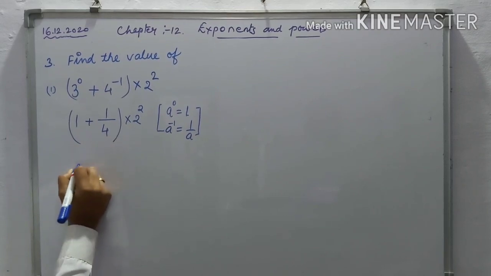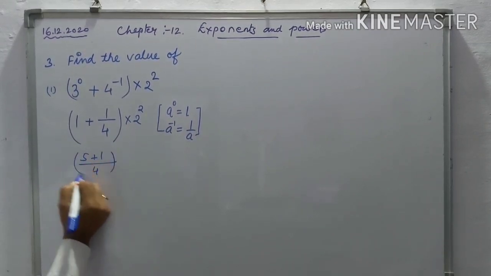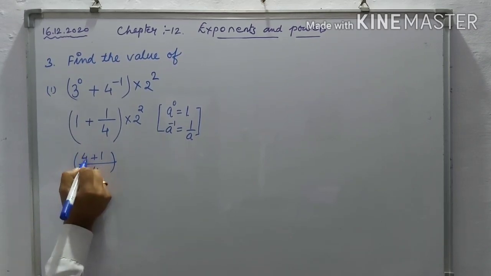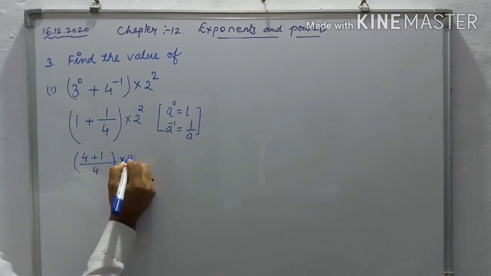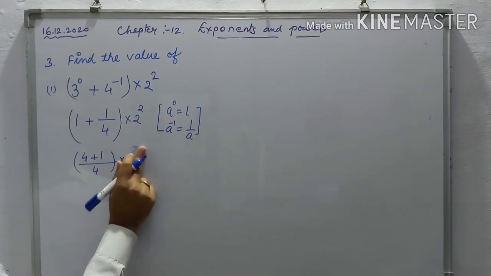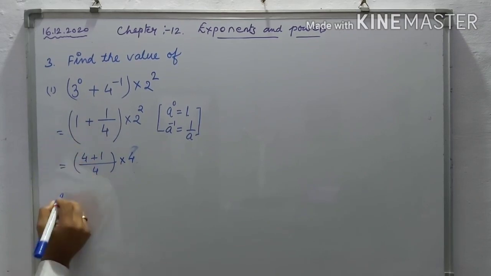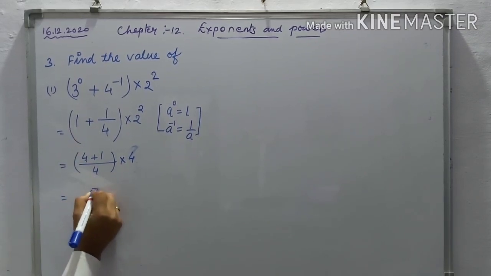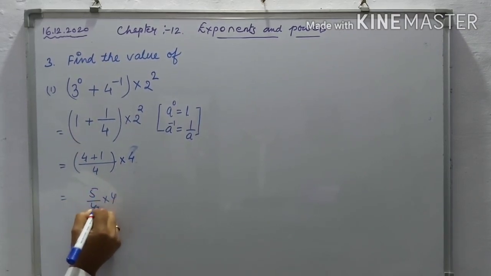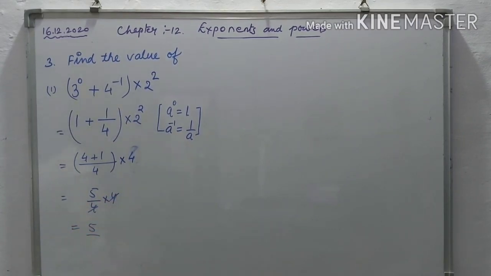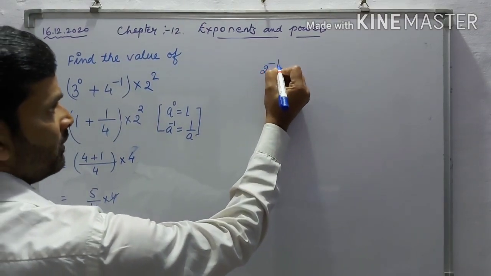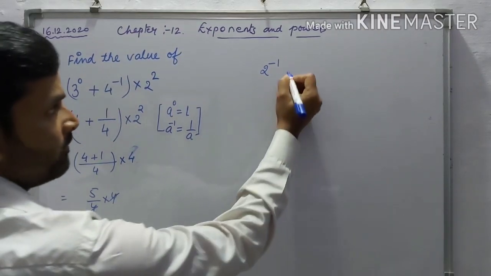Okay, now find the LCM, which is 4, so 5 plus 1. Here is the 4 into 2 power 2. It means 2 power 2 is 4, because you find the value. So you have solved it, and the end point is 5 upon 4 into 4. 4 and 4 cancel, and the answer is 5.